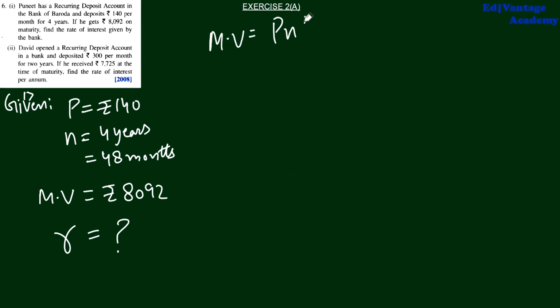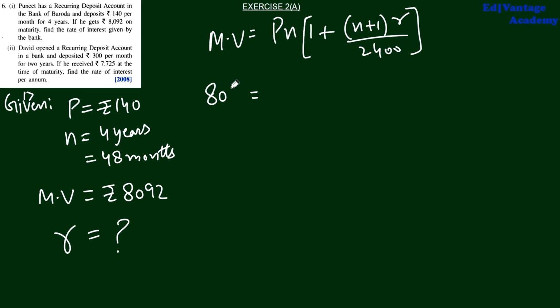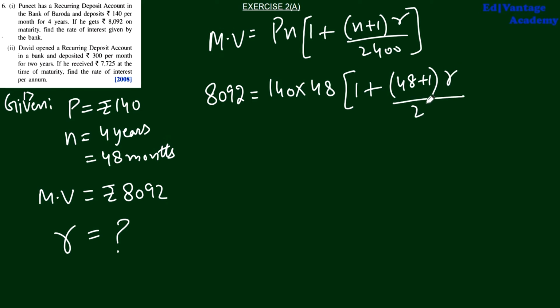Pn into 1 plus n plus 1 into r by 2400. So it becomes: MV is given, 8092, P is 140 into, 4 years is 48 months, that is 1 plus 48 plus 1, 48 plus 1 into r, which is unknown, by 2400.